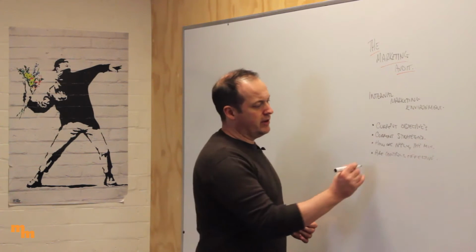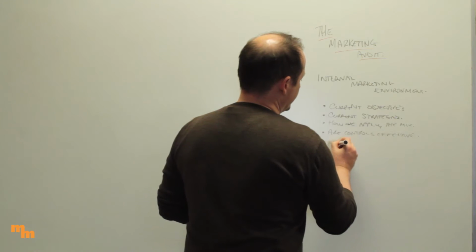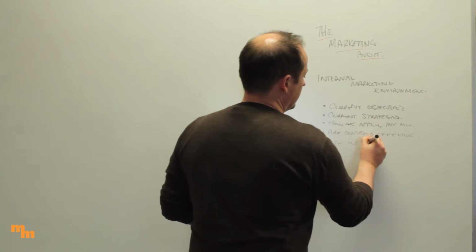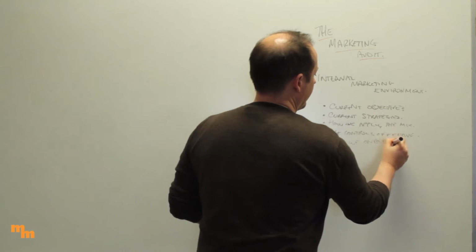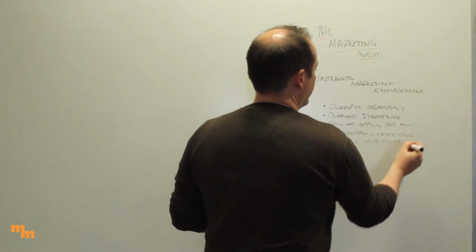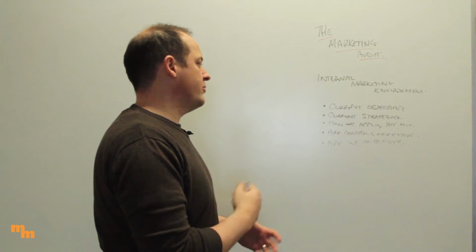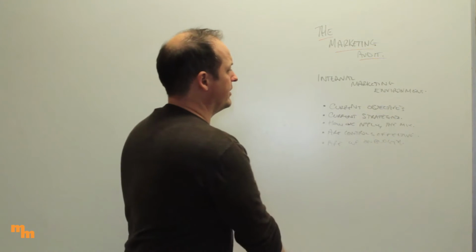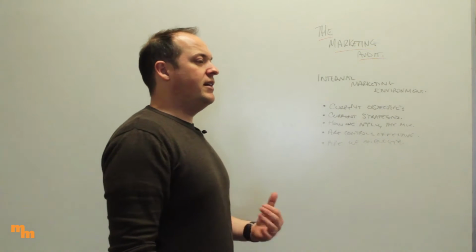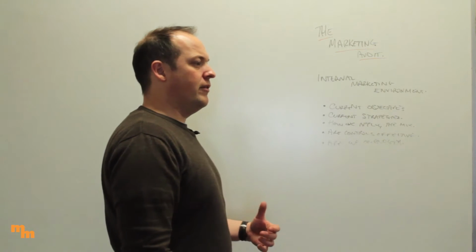And also, are we on budget? Are they spending the right amount of money? Are they overspending? Are they underspending? What's happening with the budgetary considerations? All right, so they're the first things we need to know, obviously.